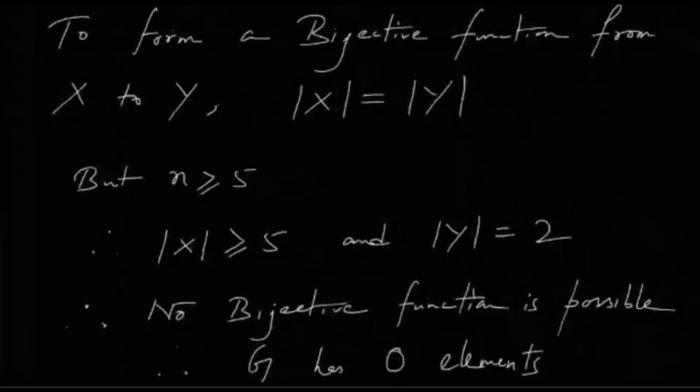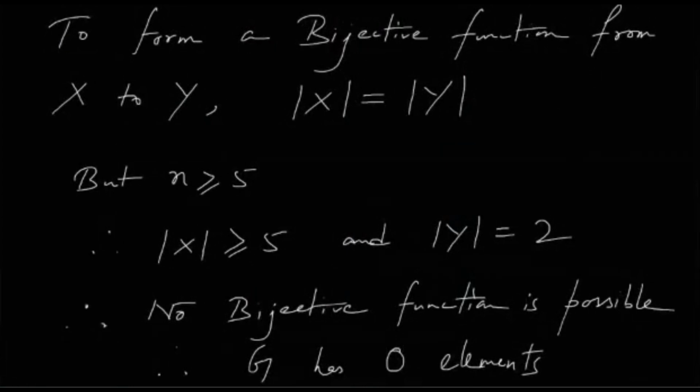And for G, to form a bijective function from X to Y, the cardinality of X must equal the cardinality of Y. That means the number of elements in the set X must be equal to the number of elements in the set Y. But here n is greater than or equal to 5, which means the number of elements in the set X is at least 5, whereas the number of elements in Y is only 2. So no bijective function is possible, so G has zero elements.